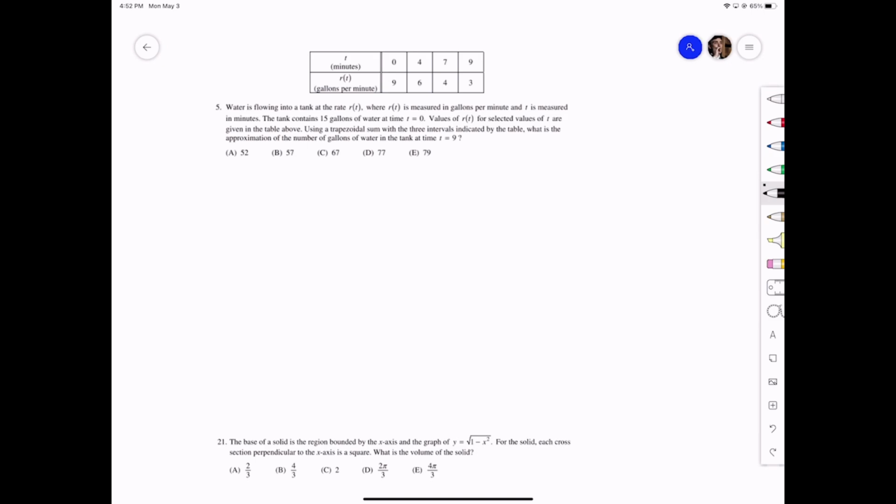Okay, so first of all, from 0 to 9, the integral of R of t is equal to, let's just say, I'll call it f, f of 9 minus f of 0. And we know that f of 0 is equal to 15. We want to know f of 9. And then we're going to approximate this integral using trapezoidal sums.